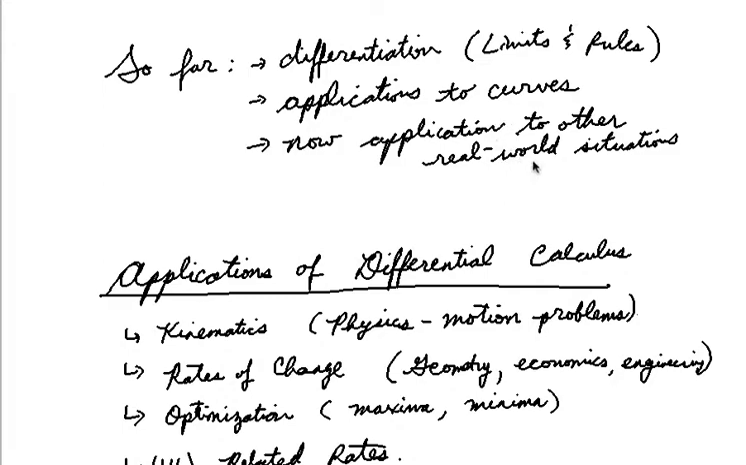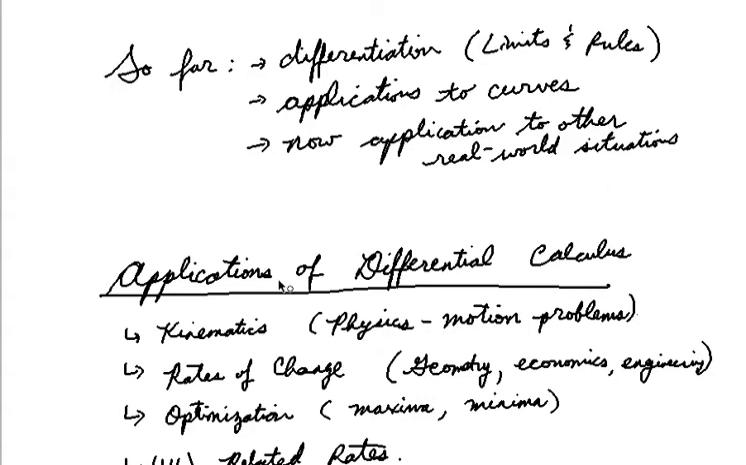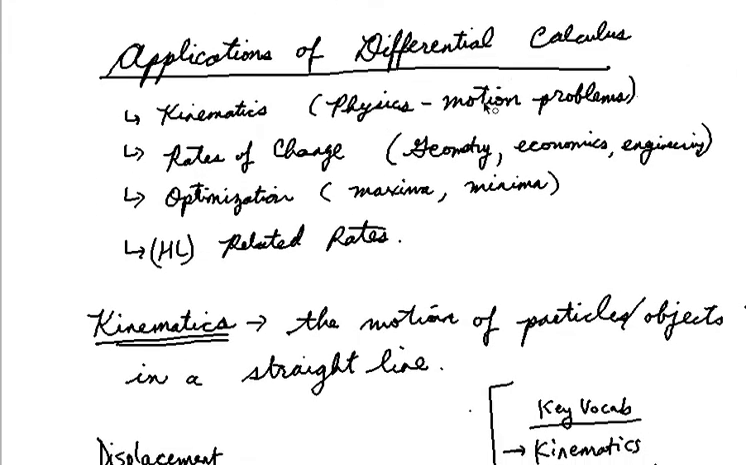Okay. Specifically, some of the ones that we'll be talking about are kinematics. And kinematics is a branch of physics that relates to the motion of certain objects. Okay, and we'll be looking at simple versions of this. We'll be looking at motion along a straight line. Okay, and we'll talk about that in a little bit.